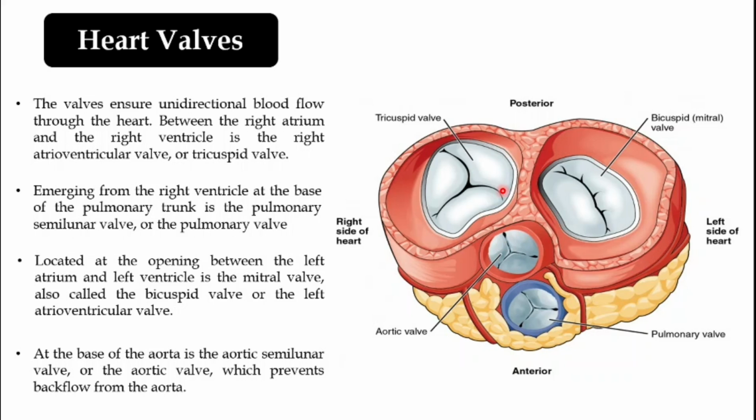So we have the tricuspid valve, we have the bicuspid valve, and we have the aortic valve and the pulmonary valve. The aortic valve and the pulmonary valve are also known as the semilunar valves, whereas the mitral valve is also known as the bicuspid valve.